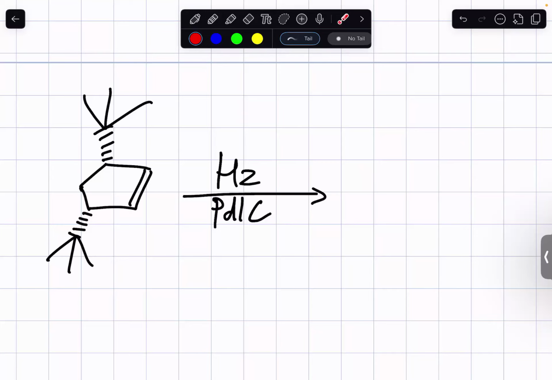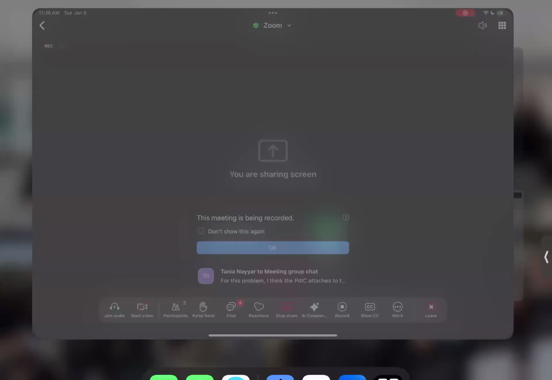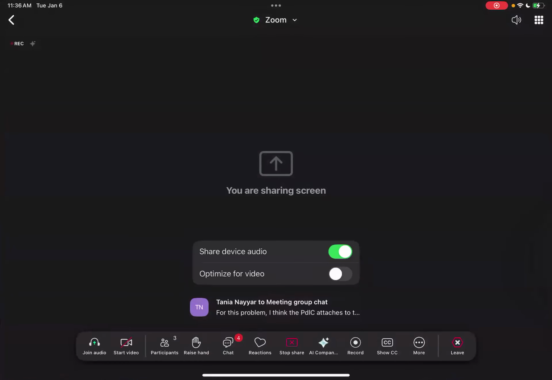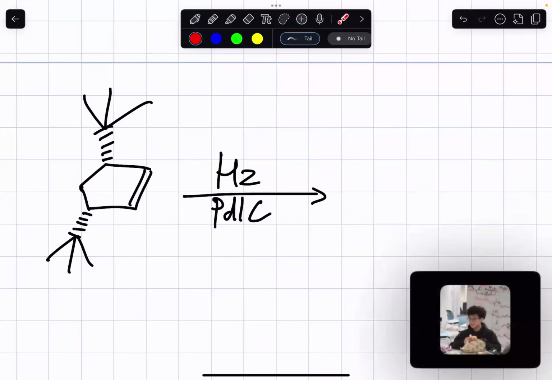Okay, I'm back. Let me try this new feature here and see if you can see it.